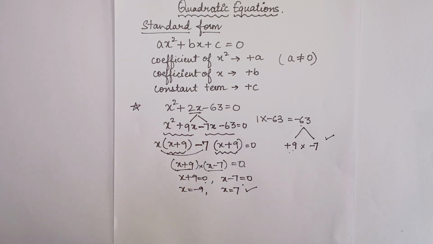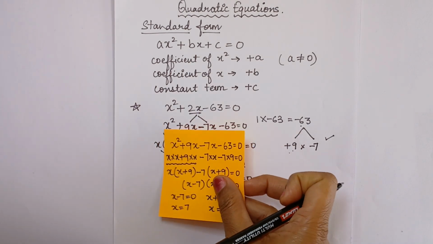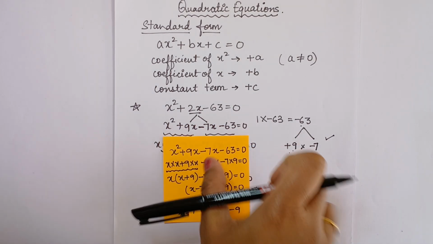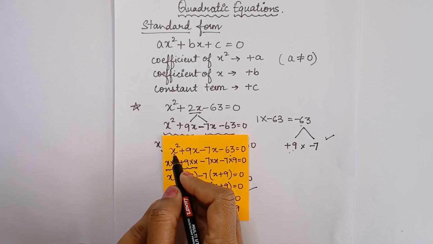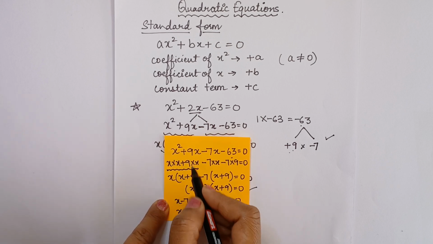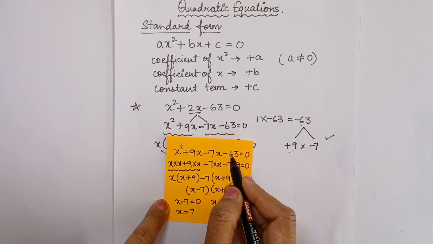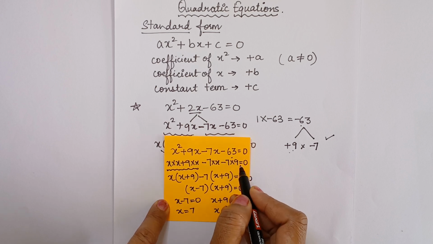If you are finding difficulty in finding the factors, you can just split it in the beginning like this. This is x square plus 9x minus 7x minus 63. What you can do is, in place of x square, write x into x, 9 into x, 7 into x, and 63 you can write as 7 into 9.